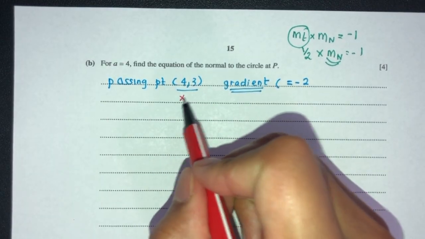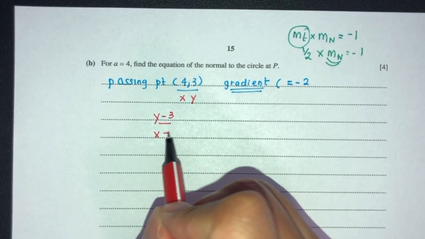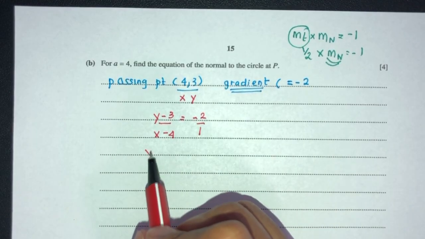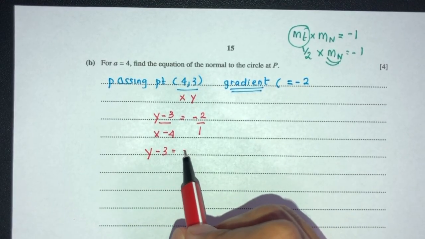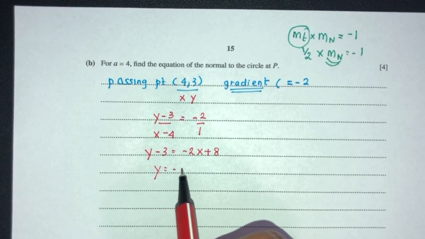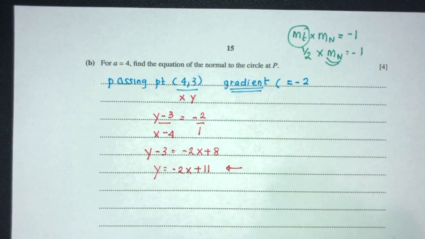That's the x and y value. So (y minus 3) over (x minus 4) is equal to my gradient. That will become y minus 3 equals minus 2x plus 8. y equal to minus 2x plus 11. And this is your answer for question part B.